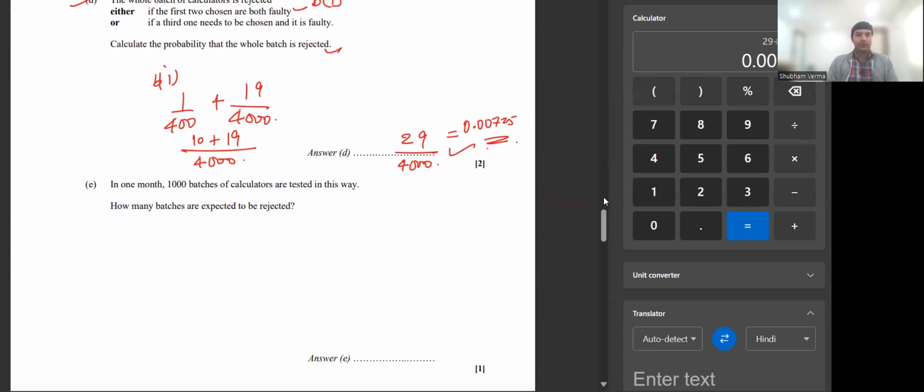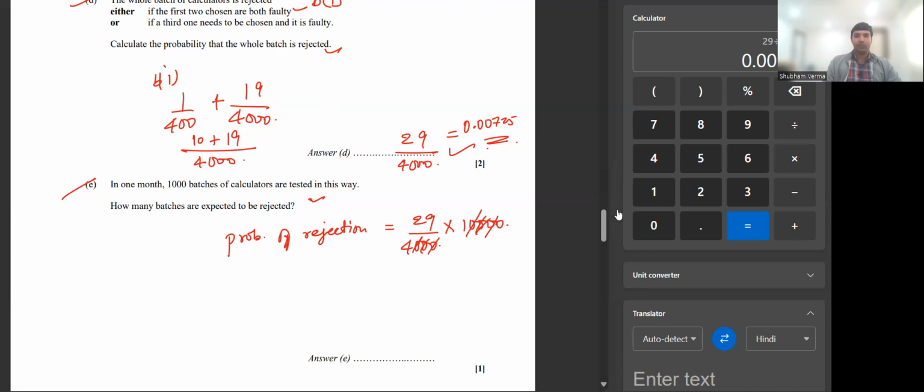Okay, next one. In 1 month, 1,000 batches of calculators are tested in this way. How many batches are expected to be rejected? This is frequency, probability of frequency. We know that a particular batch is rejected with probability 29 by 4,000. We already calculated the probability of rejection, and then 1,000 batches we have to check, so just multiply with 1,000. This cancels out 1,000.